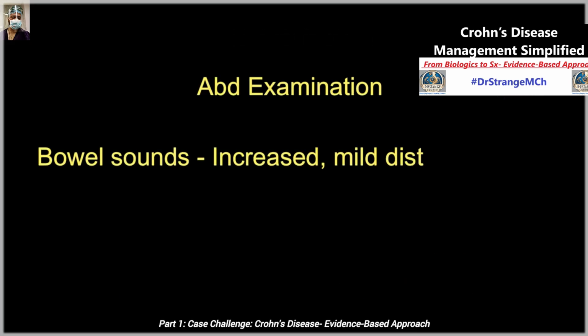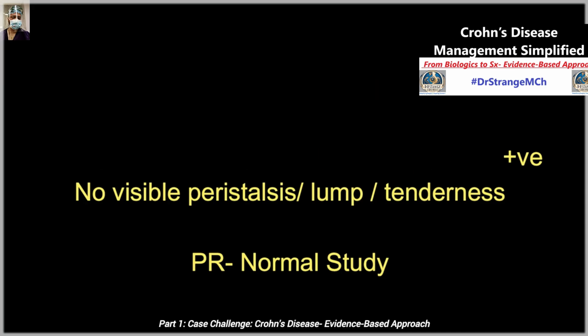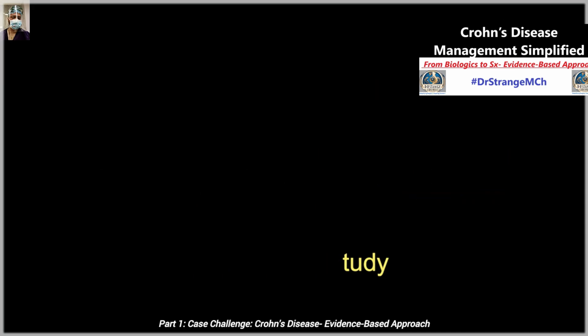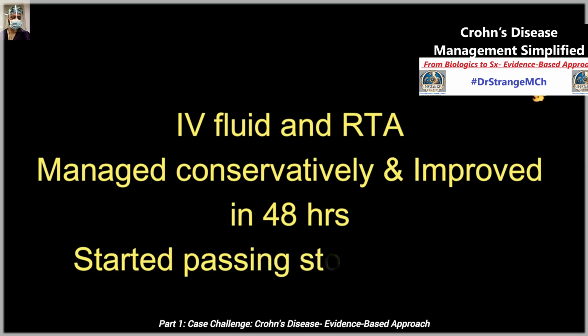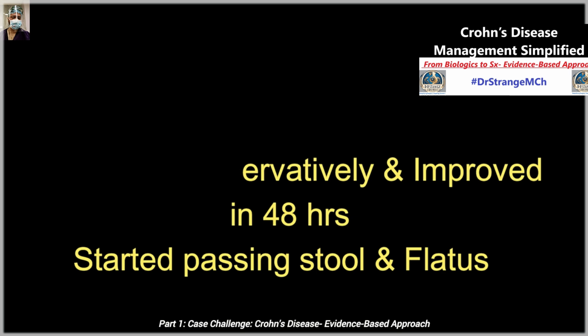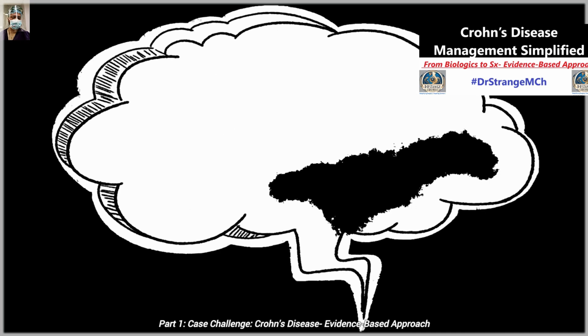On abdominal examination, the bowel sounds were increased and there was mild distension present at the time of presentation. There was no visible peristalsis, lump, or tenderness. His rectal examination was normal and his general physical examination was also unremarkable. We managed this patient on the line of acute intestinal obstruction with the help of IV fluids and other conservative measures. Rice tube was inserted, and the patient started showing improvement after 48 hours, and he started passing stool and flatus after 48 hours of conservative management.